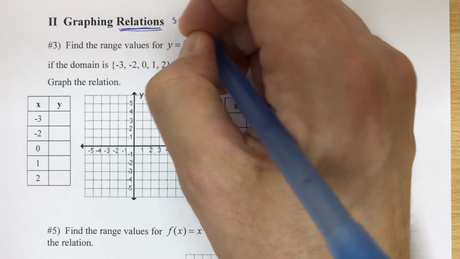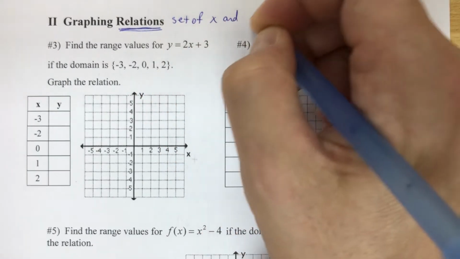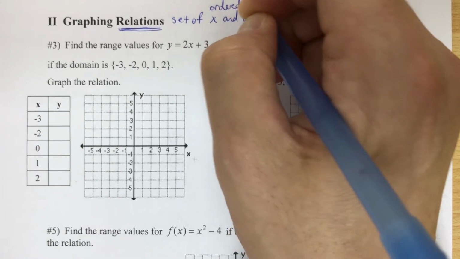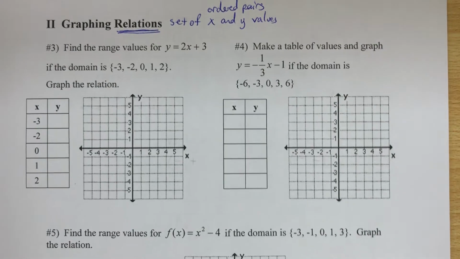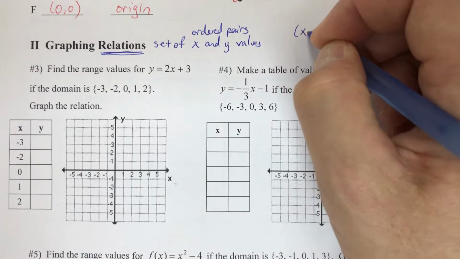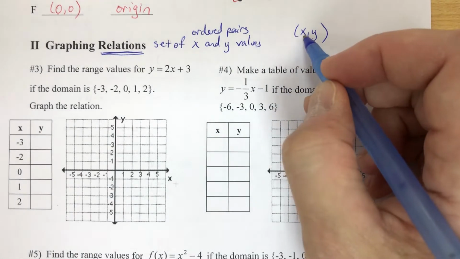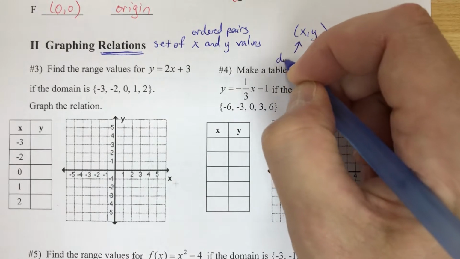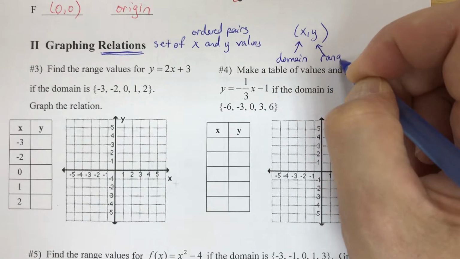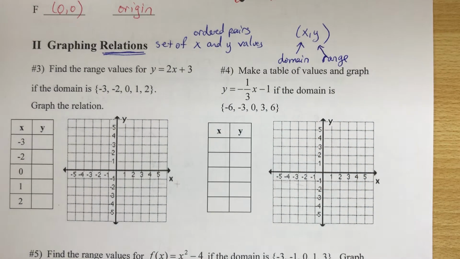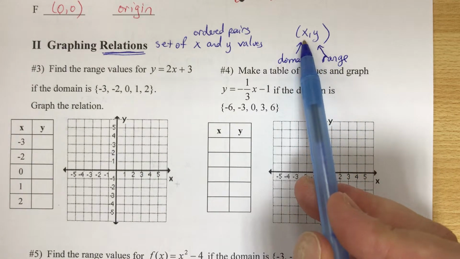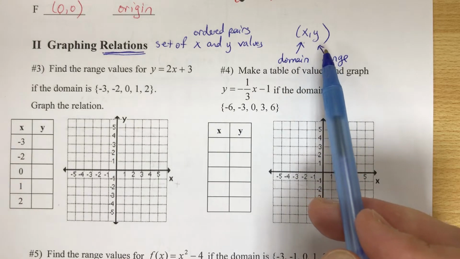A relation is a set of x and y values, or a set of ordered pairs. And we're going to add a little vocabulary here. We have x and y for an ordered pair, but another name for the x values is the domain. That is all the x values. And then the y is what we call the range. Domain and range. Now we're going to use those a lot. So you need to know the domain, that's just x. That's all we're talking about. And the range is just the y values.